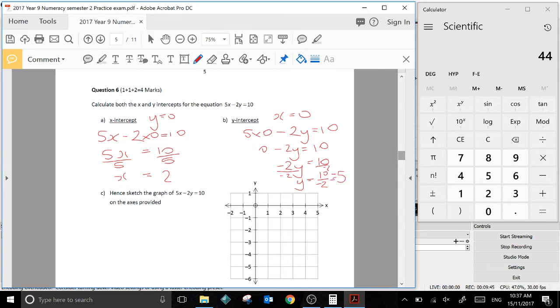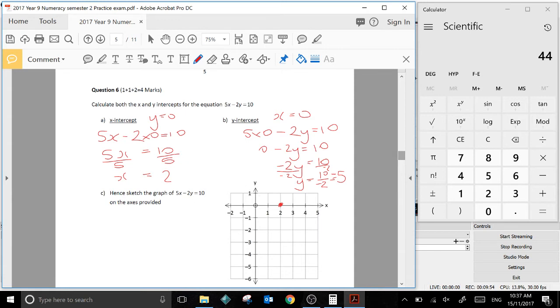So now that I know that it's -5, question C says sketch the graph. So all I really need to do to sketch the graph is sketch the two intercepts. The x-intercept is 2, so let's put a big dot there for 2. The y-intercept is -5. Let's put a big dot down there for -5. And then all you've got to do is grab your ruler and join those dots.